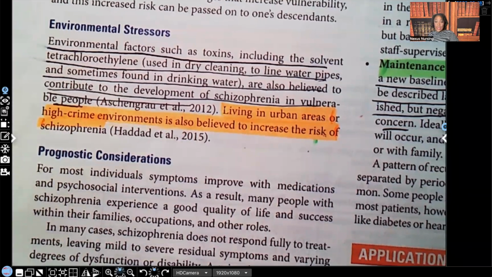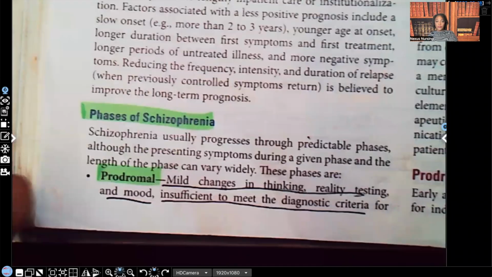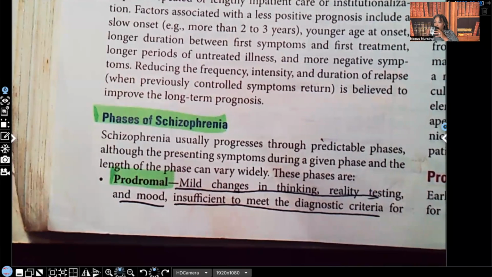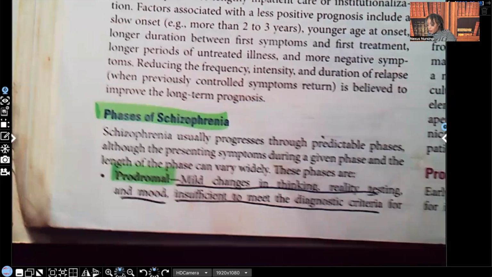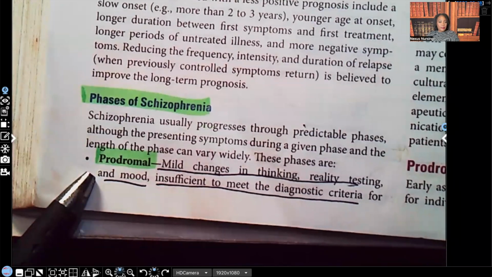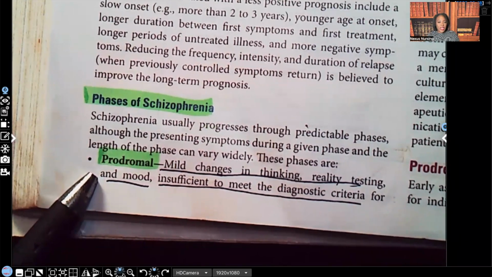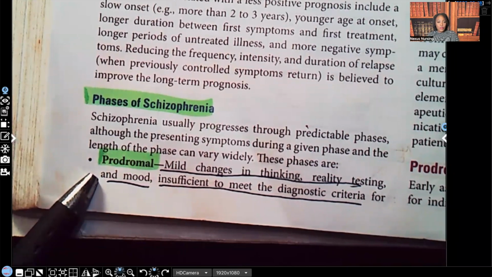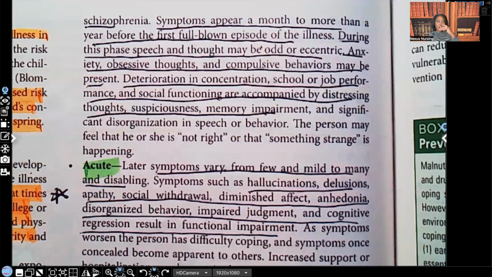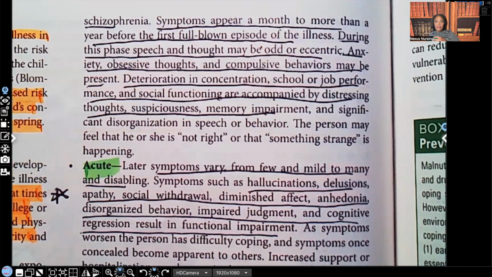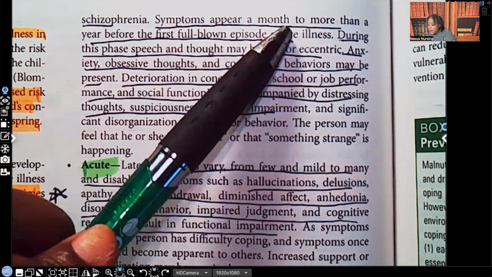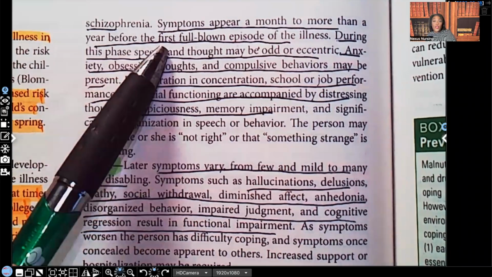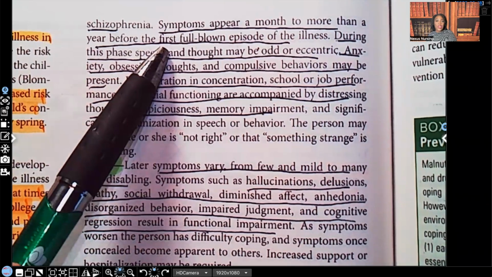Let's talk about the phases of schizophrenia. So, the prodromal phase: we start to see mild changes in their thinking, reality testing, and mood, insufficient to meet diagnostic criteria. So it's not as bad as, remember the DSM-5 I just showed you? It's not that bad yet that they meet that diagnostic criteria, but we're starting to see those clinical manifestations. The symptoms appear a month to more than a year before the first full-blown episode of the illness.